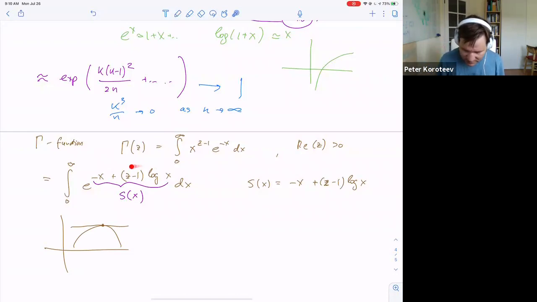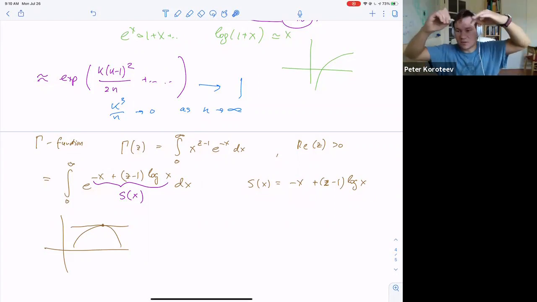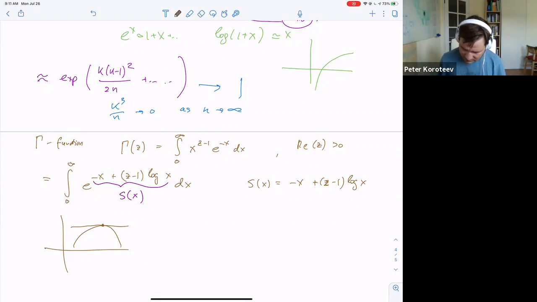So you should think of this as a map from the space of functions to numbers, which takes values in the complex plane. We'll try to find the extrema of this functional. Okay, so let's do it. s prime of x, let's just take the derivative, is equal to -1 plus z minus 1 times the derivative of the logarithm.